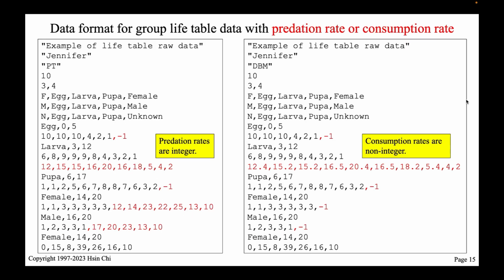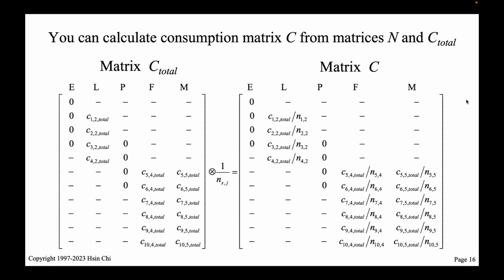If you collect the group read live table and the consumption rate or predation rate at the same time, you can use toSeq. But you have to include the predation rates or consumption rates. They are the red numbers. If there is no predation for a stage, you have to write a red -1. You can calculate the consumption matrix C from matrices N and C total. Each C total is divided by the respective NXJ to get the CXJ.